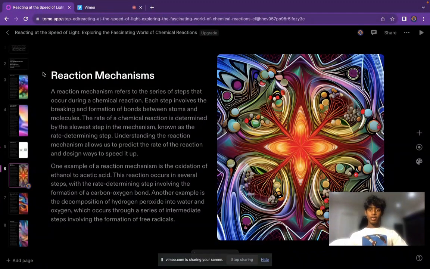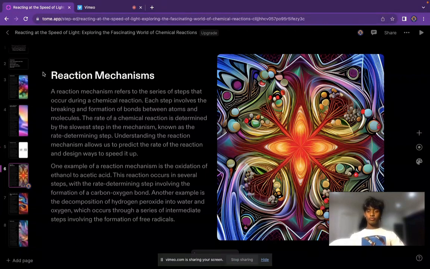A reaction mechanism refers to the series of steps that occur during a chemical reaction. Each step involves the breaking and formation of bonds between atoms and molecules. The rate of a chemical reaction is determined by the slowest step in the mechanism, known as the rate determining step. Understanding the reaction mechanism allows us to predict the rates of the reaction and design ways to speed it up.